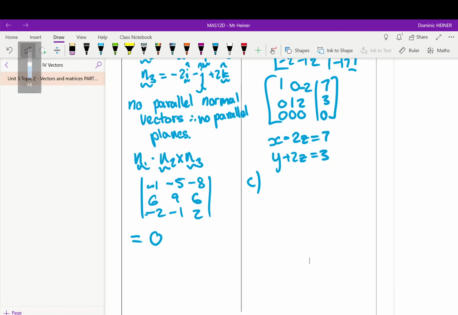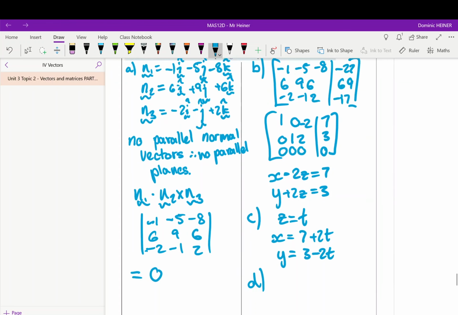Continuing on to part C. So we got those two equations, x plus 2z equals 7, and y plus 2z equals 3. We want to represent that in terms of a parametric equation. Z is what we call the free variable because it's not inherently linked. It's in both equations. So we're going to let z equal our parametric value t. That means that x following through from that would be 7 minus 2t, and y would equal 3 minus 2t. And so that would be the parametric equation for the line at which these three planes cross.